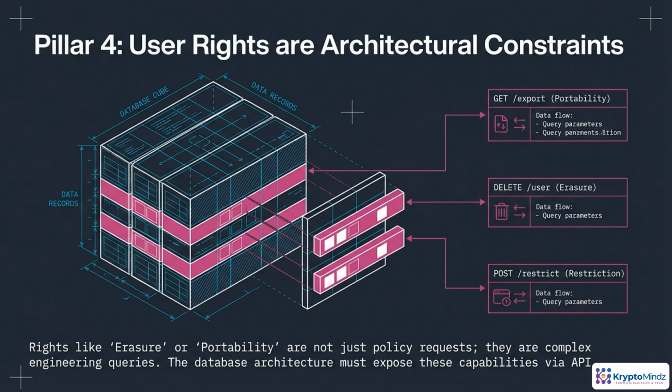User rights like access, erasure, portability, and restriction are not just legal promises. They are design constraints on your data architecture. To honor them at scale, records must be modeled so a system can reliably find all data about this person, then export, delete, or restrict it without side effects. That means indexing, partitioning, and APIs are shaped by these rights. Privacy by design is fundamentally a query and data modeling problem.